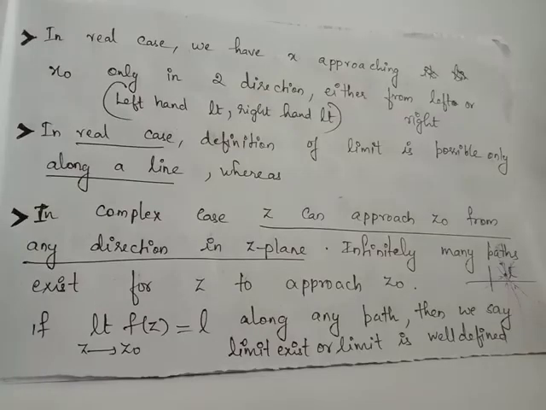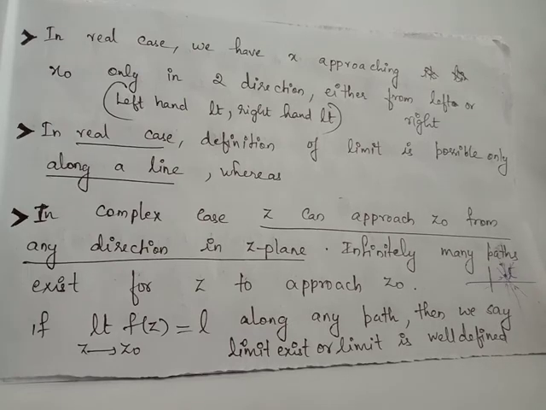There is a major difference in the definition of limit in the real case and the complex case. In the real case, an arbitrary real valued number x approaches x0 in only two directions, either from the left side or from the right side. That's why we have the concept of left hand limit and right hand limit. But in the case of complex numbers, there is no left and right direction possible. There are infinitely many directions along which the limit point L can be approached by a complex function f of z.